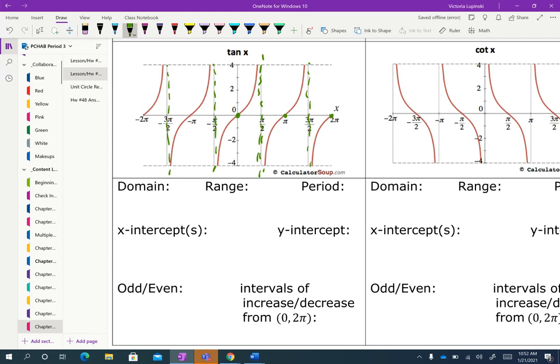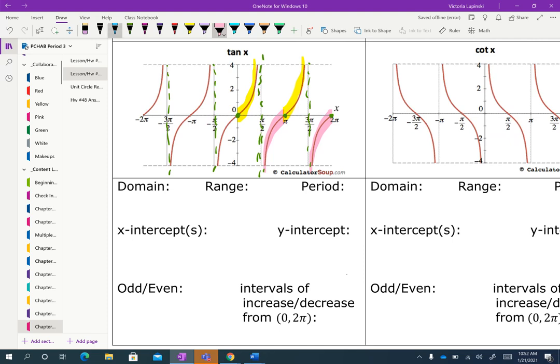So let's go through and take a look at the analysis here. So before we do that, again, just pay attention to the positivity and the negativity. Remember that tangents are supposed to be positive in quadrants 1 and 3, and they're supposed to be negative in quadrants 2 and 4. So all that analysis we've done along the way is all still true.